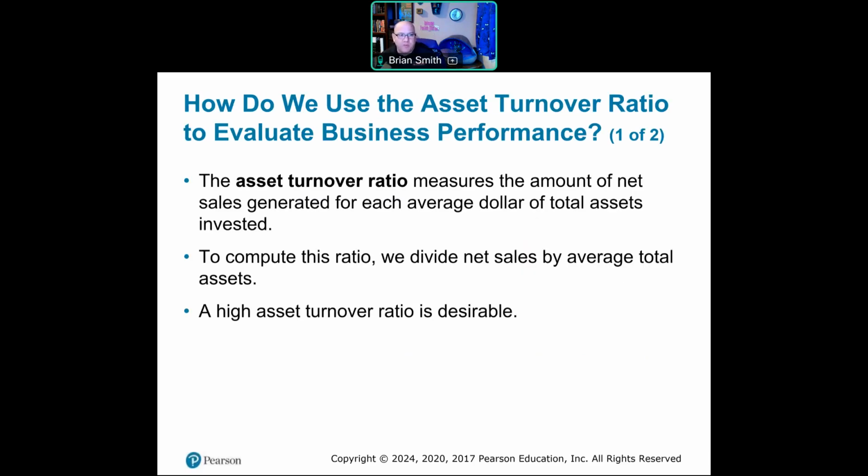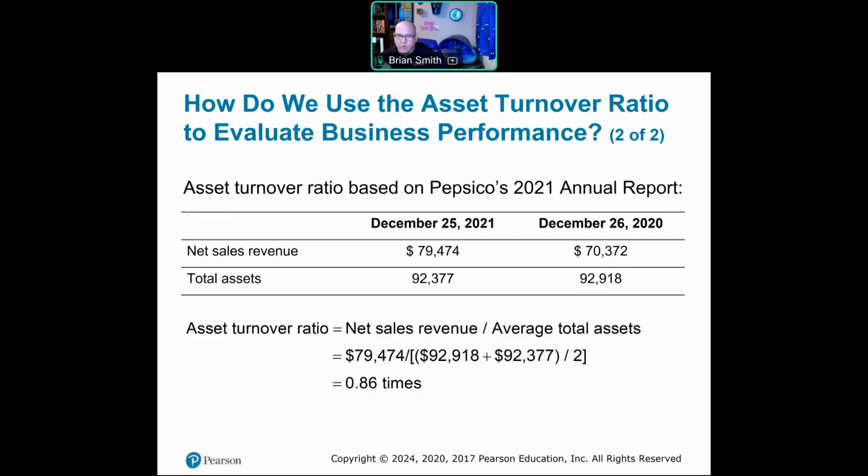Asset turnover ratio. What we want to do is be able to determine the net sales generated for all of the average dollars we have contributed to assets. So what we're going to do is take our net sales revenue and divide that by our average total assets. We calculate average total assets by taking the beginning year, adding it to the ending year, dividing by 2. Simple as that.